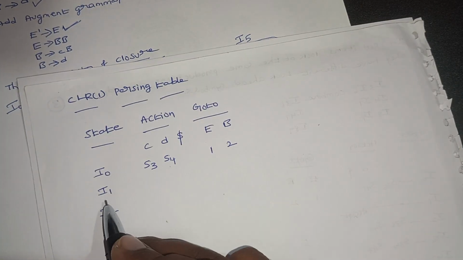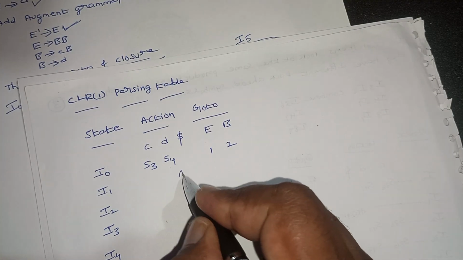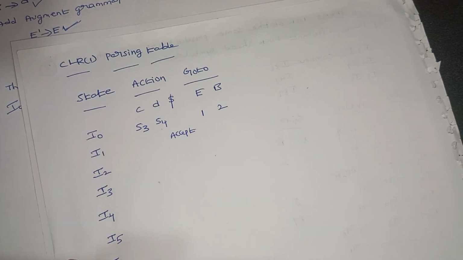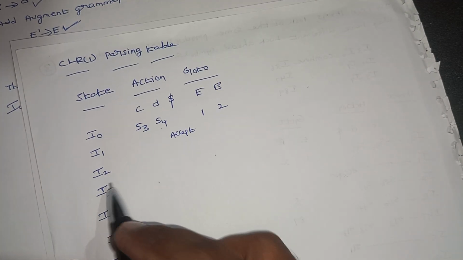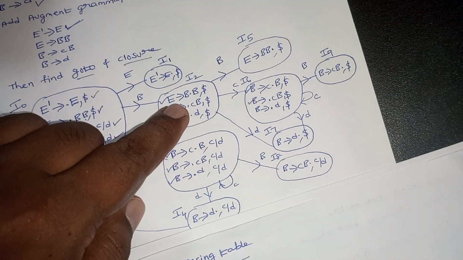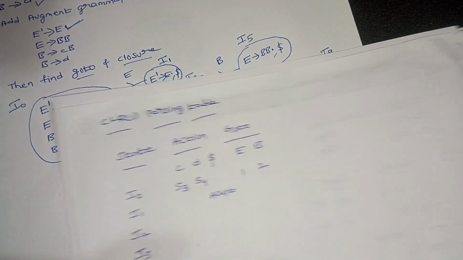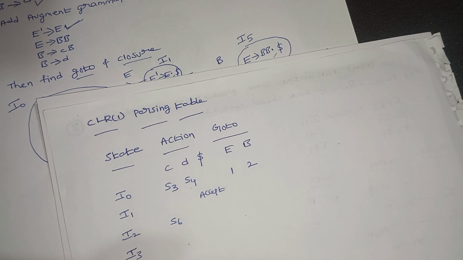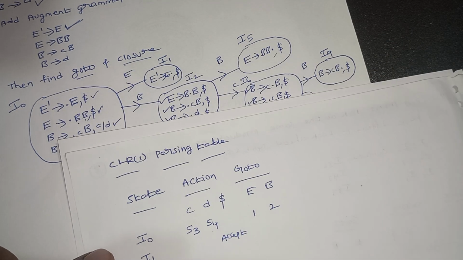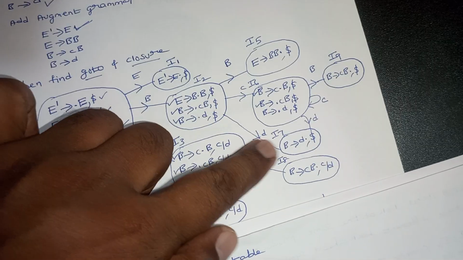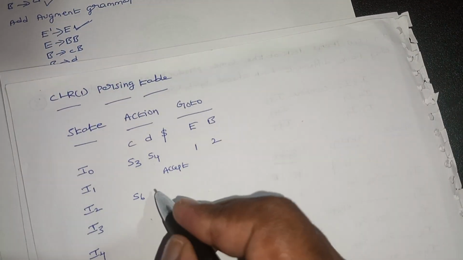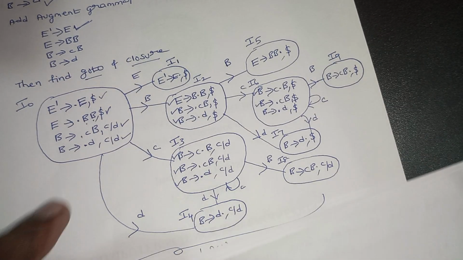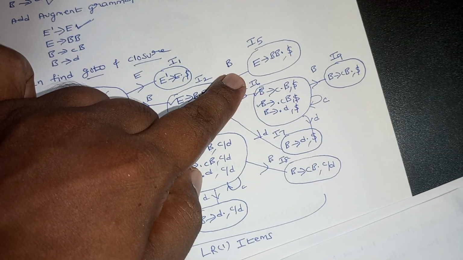Now coming to I1, you write for this: I1 on dollar, you write accept. Now what about I2? I2 on small c is I6, so S6. Next, I2 on small d is I7, so S7. Now I2 on B is 5.